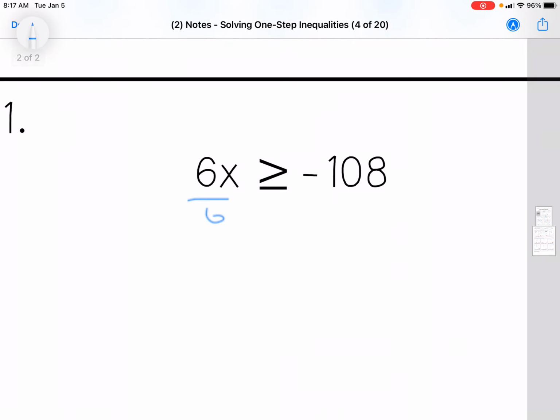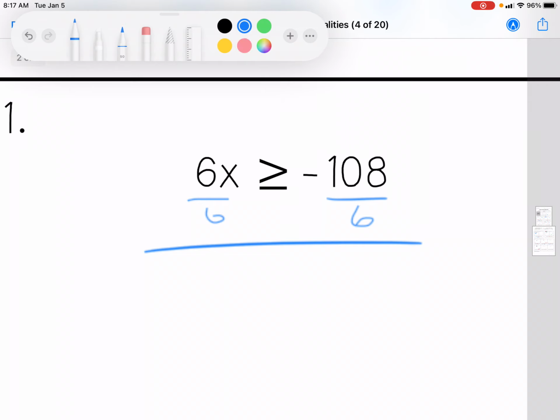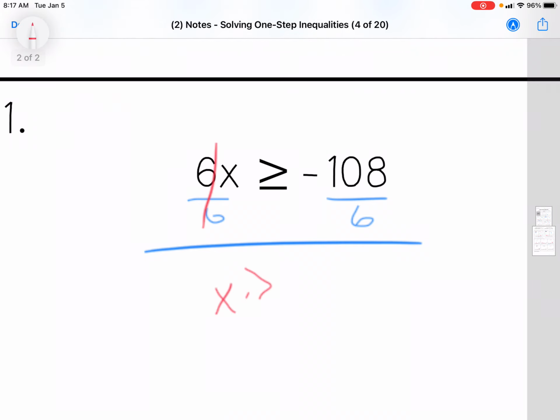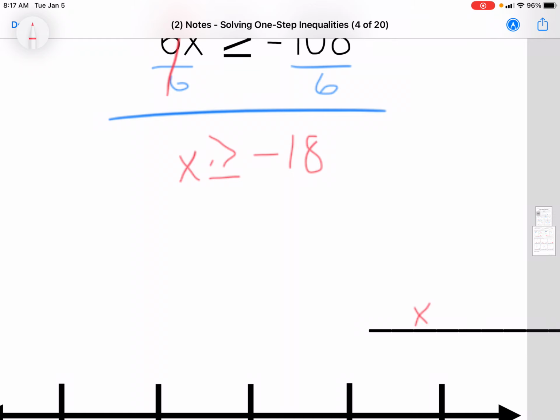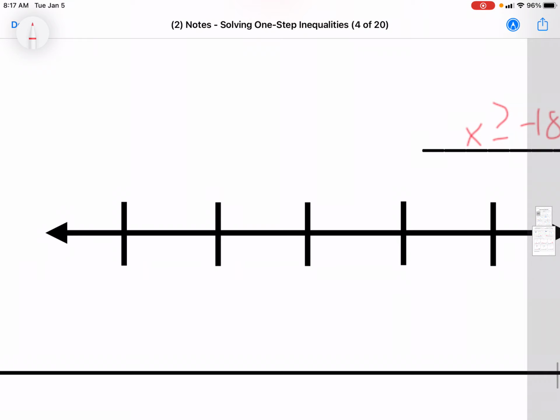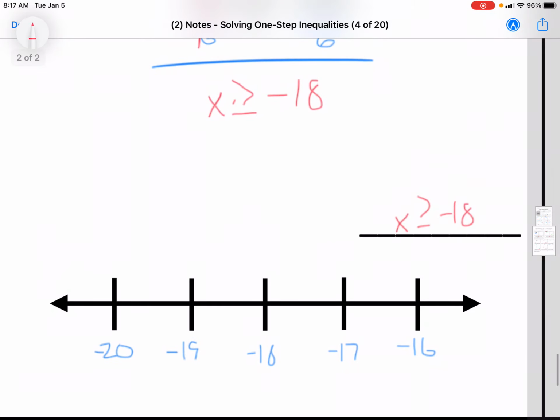6x divided by 6. Those go away. I'm left with X is greater than or equal to, that's a big number, but I believe it is -18. They're giving us a whole lot of negatives. I don't know why they're doing that. All right, -18, -17, -16, -19, and -20. All right, it's a closed dot on -18. It is greater than, goes to the right.